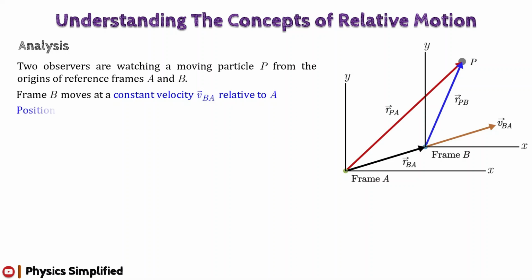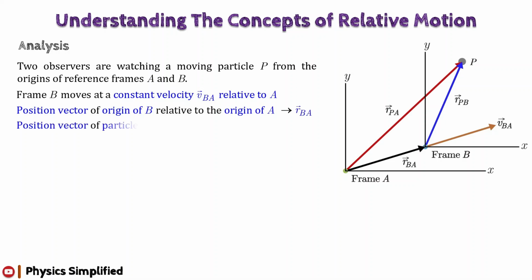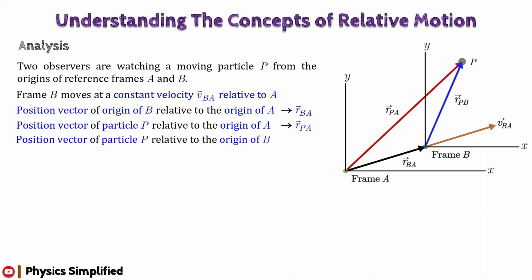At that instant, the position vector of the origin of frame B, relative to the origin of frame A, is vector r_ba. The position vector of particle P, relative to the origin of frame A, is vector r_pa, while that relative to the origin of frame B, is vector r_pb. According to the triangle law of vector, we obtain from the figure, vector r_pa is equal to vector r_pb plus vector r_ba.